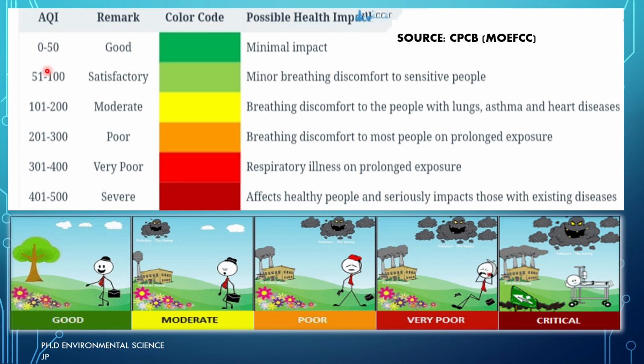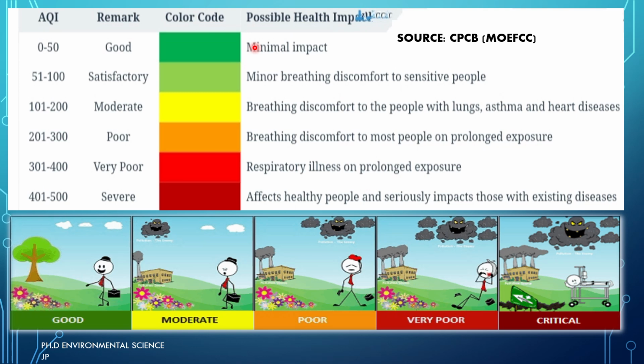Now, this image displays the AQI categories along with their corresponding remarks, color codes, and possible health impacts. So you can see the AQI scale, it ranges from 0 to 500. Each range has a specific color code to make it easier to understand the air quality level visually. Then health impacts are there.